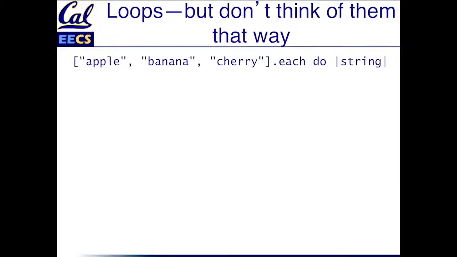Here's a collection of 3 things. An apple, a banana, and a cherry. It's just an array of 3 strings. And I can say, with each string, just print it. So that looks like a loop, right?